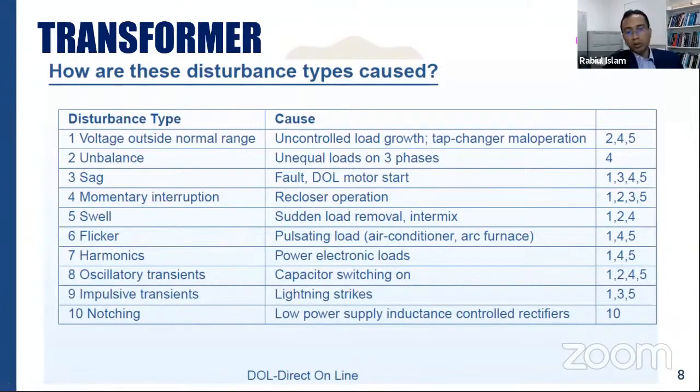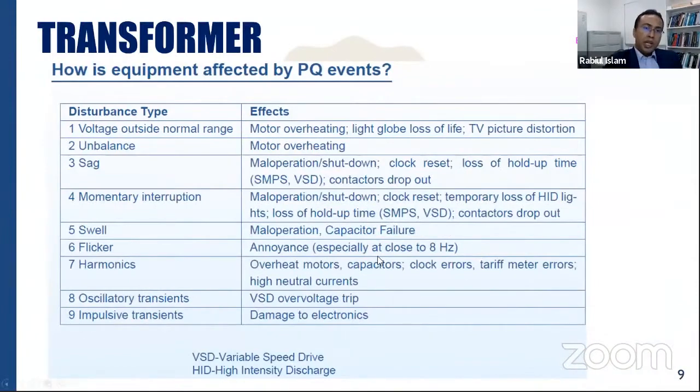Why? Because day by day, the number of industries is increasing rapidly, and also the use of power electronics devices. If we compare the loads we are using now with what we used around 20 years back, then we can easily realize there is a massive change in our load side. So most of our existing loads are basically affecting the quality of the grid power.